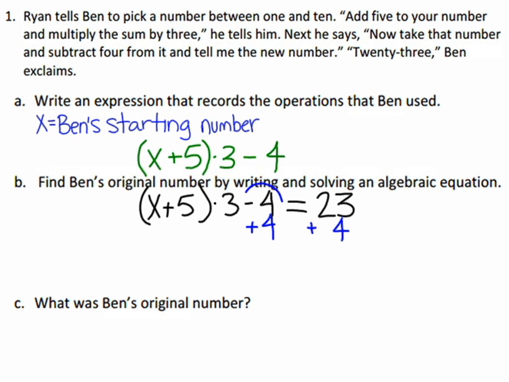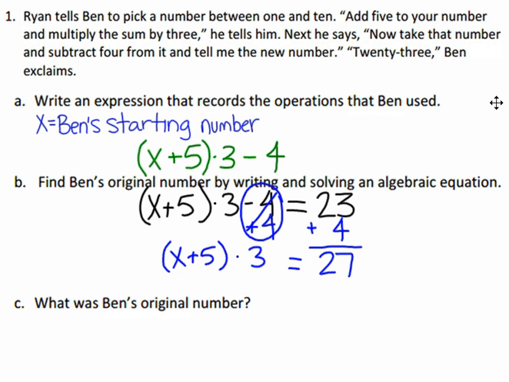So I'm going to start by adding 4 on each side. That's going to cancel out with the negative 4. Those are 0 pairs. So 23 plus 4 is 27. And I'm going to bring down everything else I have. So I have an equal sign, and then X plus 5 times 3. Now I need to use the distributive property.